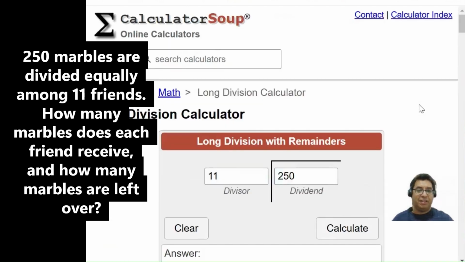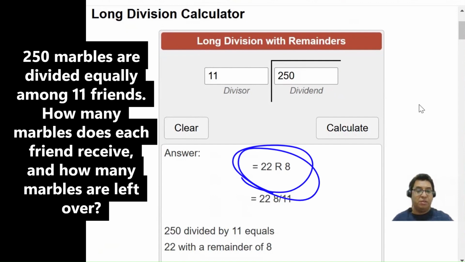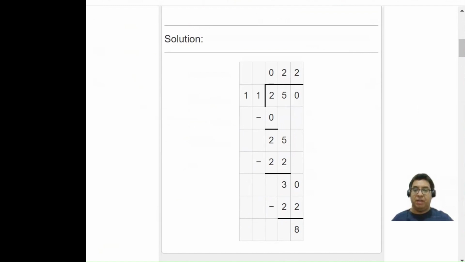Let's calculate that. So for 250 divided by 11, the answer is 22 remainder 8 here. So that's the answer we want for this problem. 22 remainder 8. And for our solution, we have 250 divided by 11, which again is 22 remainder 8. And again, please show your work. All right, let's go on to the last problem here.